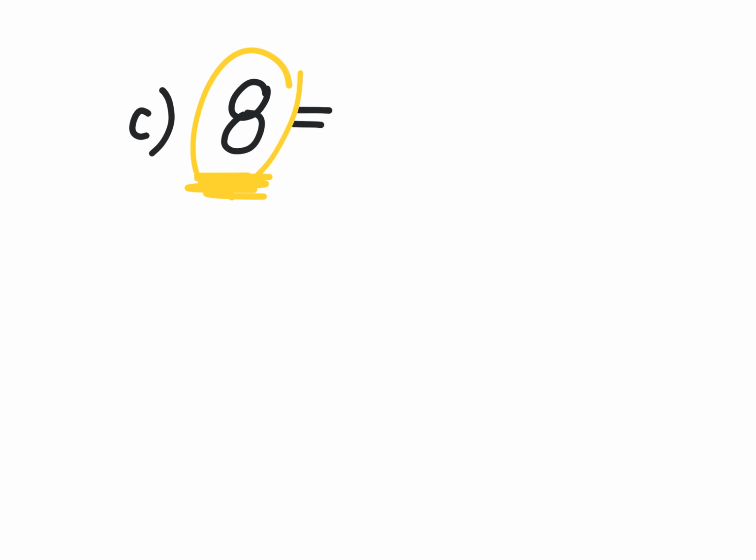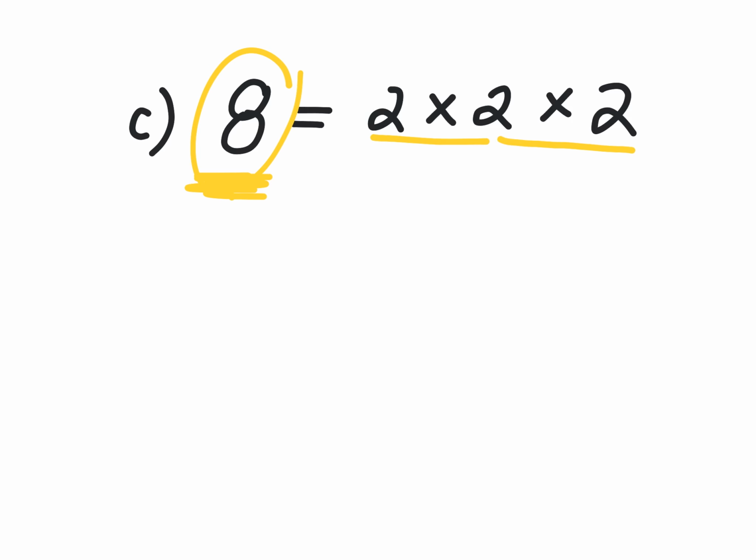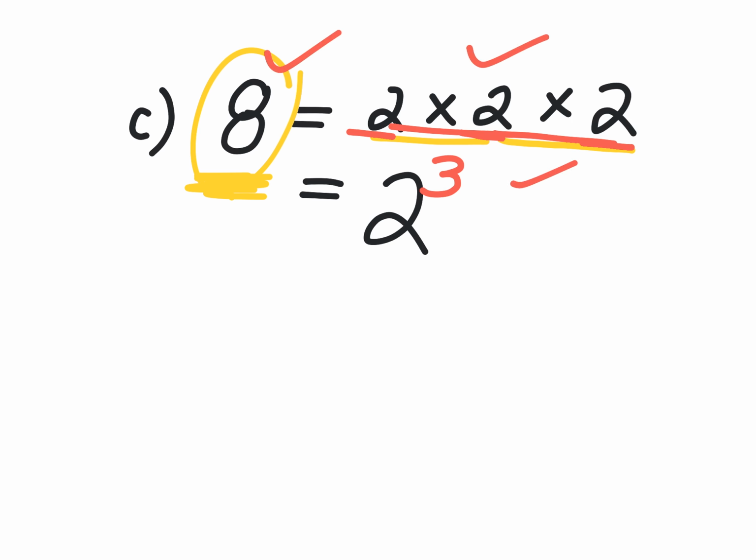So what happens if we take 2 and we multiply it by 2? What's 2 times 2? 4. What if I multiply it by 2 again? What's 4 times 2? 2 times 2 is 4, and then 4 times 2 is 8. So what would this be as a power? 2 to the power of, how many times did I write the number 2? To the power of 3. So 2 to the power of 3 is equal to 8. 2 times 2 times 2 is equal to 8. It gives us the same answer.